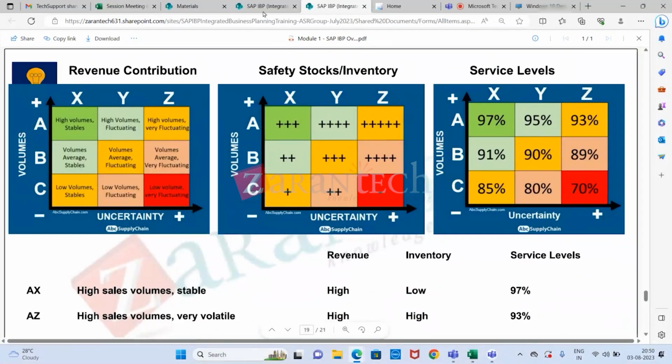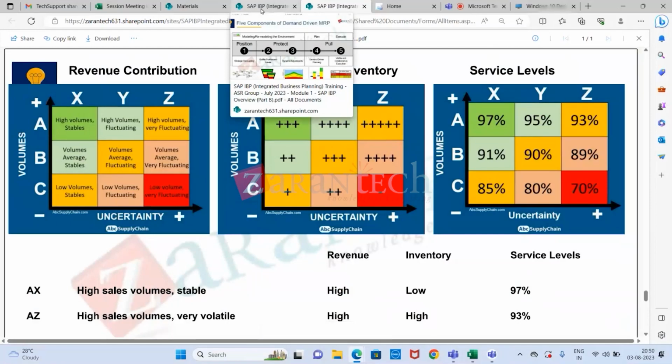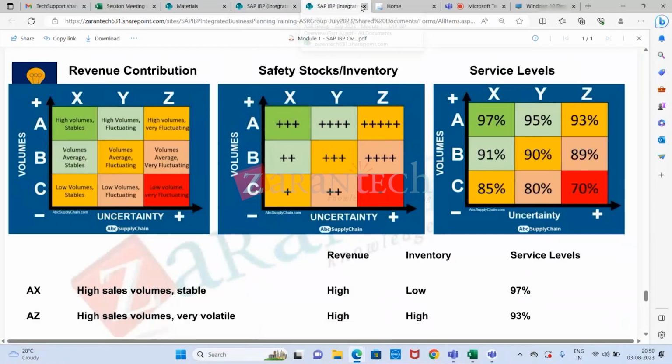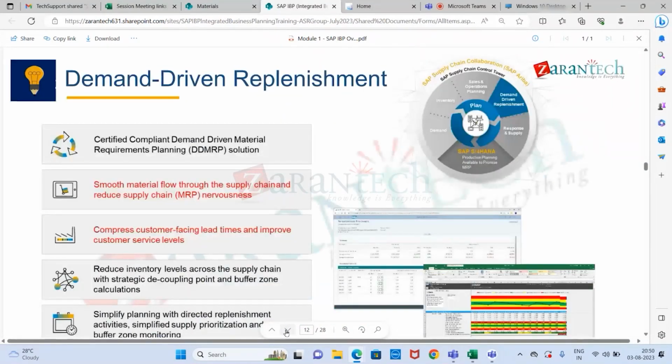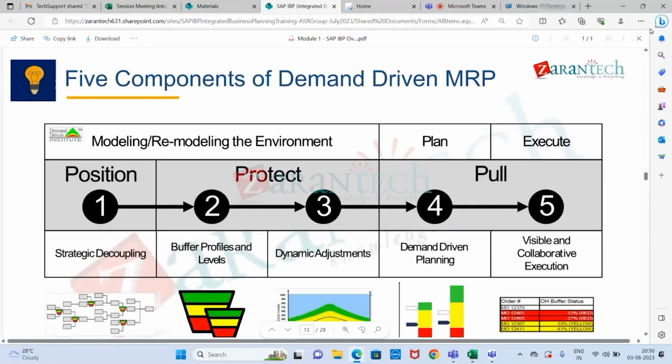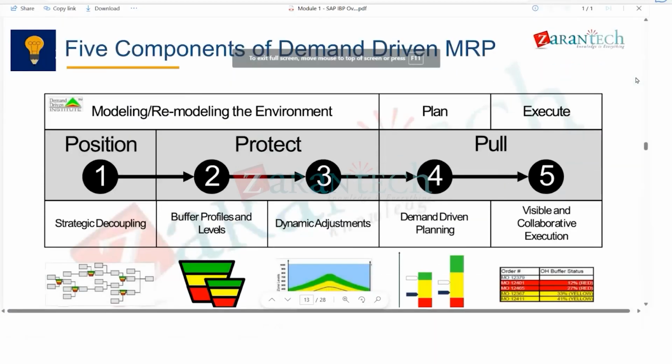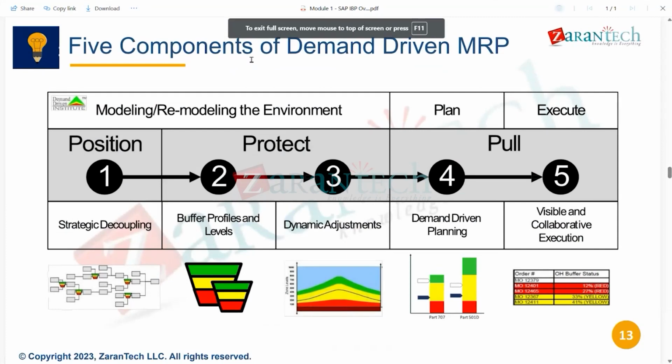Okay, so we go back to our regular presentation where we stopped yesterday. I'll just close this. Okay, so I think this is where we had stopped yesterday, and we were talking about the 5 components of demand-driven MRP, the DDMRP. So the DDMRP model works on various factors, that is basically the 5 major components, which are position, protect, and pull. And within pull we have plan and execute.